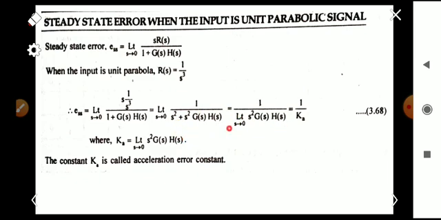What is the denominator part? That is limit S tends to 0 of S square into G(s) into H(s), which is Ka, the acceleration constant. So ESS will be equal to 1 by Ka. For a parabolic signal, if in the question you see a unit parabolic signal as the input, then the relation between the ESS and the static error constant is ESS equal to 1 by Ka. Always it will be like this. If it is a unit ramp signal, the relation is ESS equal to 1 by Kv. If it is a step signal, ESS is equal to 1 by 1 plus Kp. Here it is 1 by Ka.